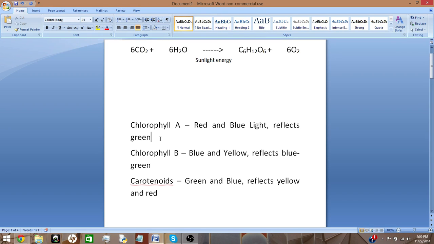And carotenoids take in all of the energy that chlorophyll A and chlorophyll B would be harmed by, so it takes in green and blue light, and it reflects yellow and red light, which is why in the fall time, leaves become yellow and red, because the carotenoids reflect them.